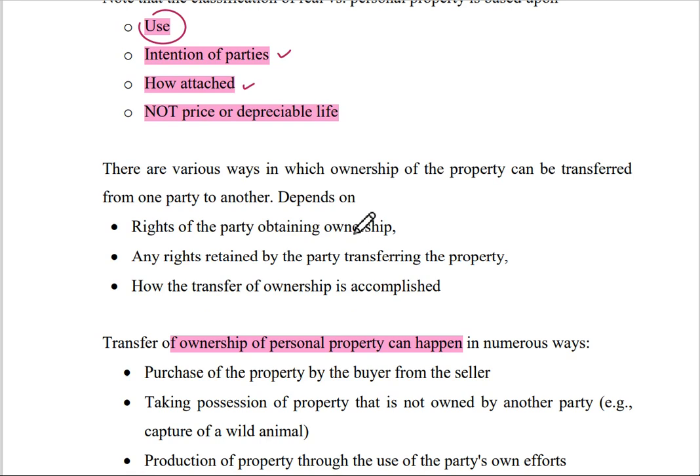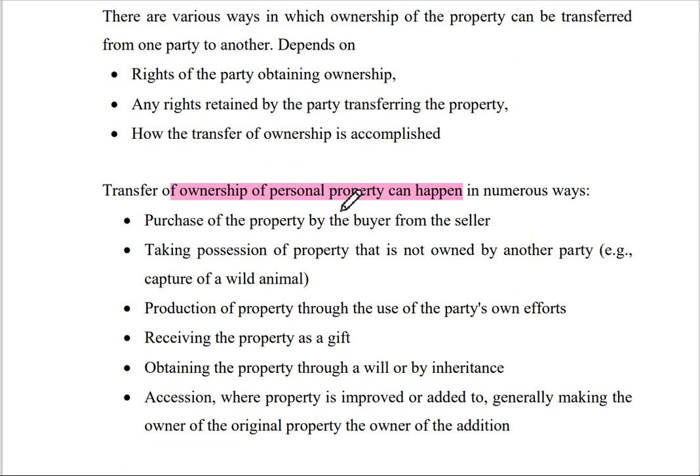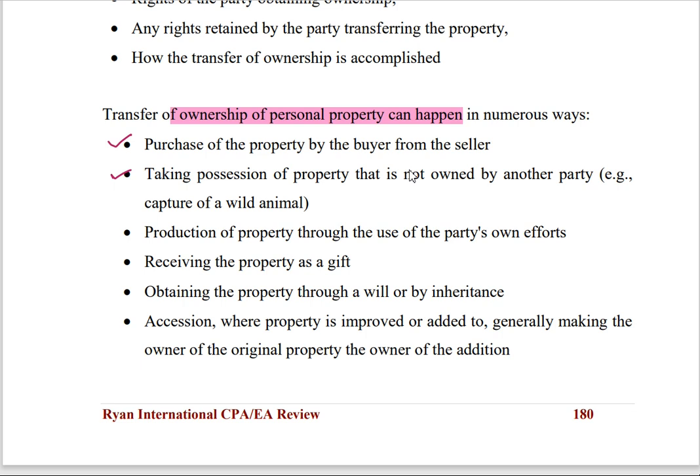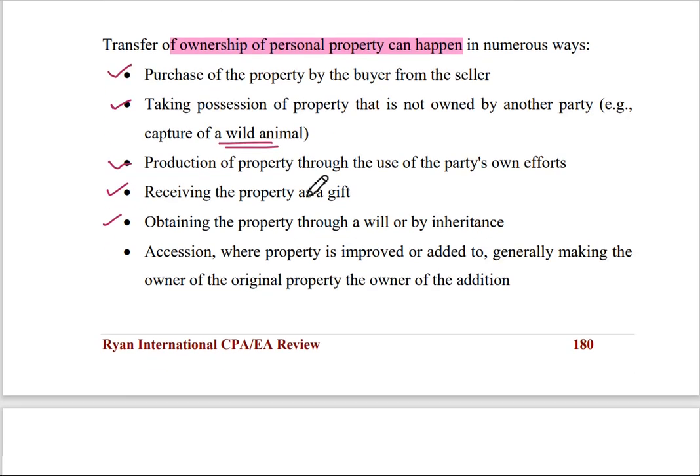All right. So there are various ways that ownership of a personal property or a real property can happen, right? By means of purchase or taking possession. Somebody who finds something becomes the owner of it. For example, capturing a wild animal, and that becomes possession for the one who catches it. Production of property, you can make a property. Receive something as a gift, or as inheritance. This is how you get your properties.